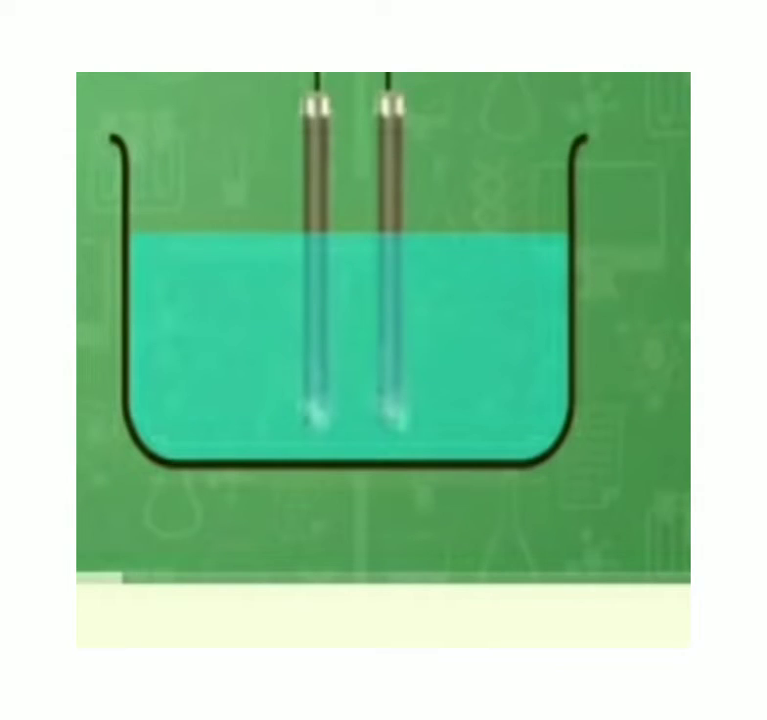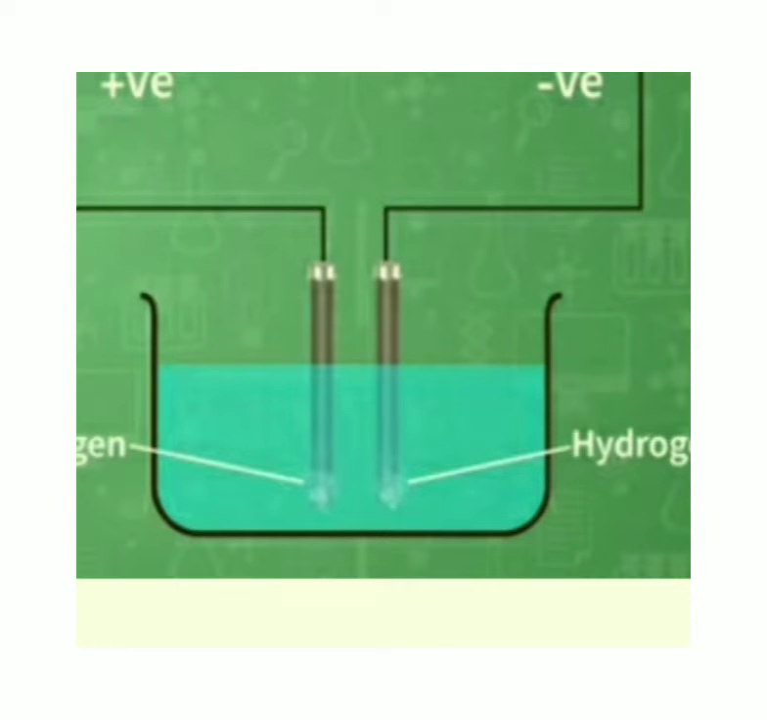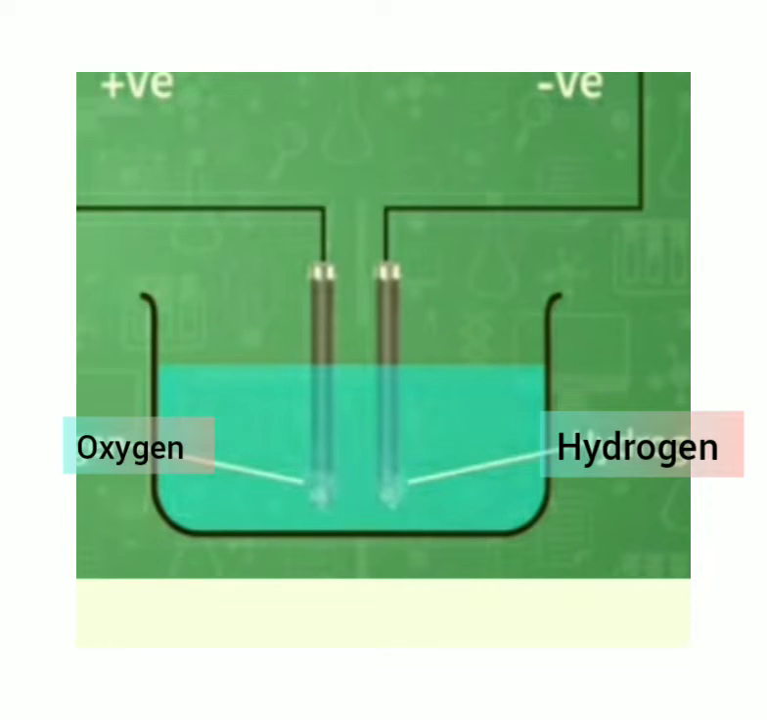We can see that bubbles of a gas formed on the electrodes. As you can see here, these bubbles indicate there is some gas evolving from the solution. Which gas has been evolved here? Through some experiments we found that the gases evolved are hydrogen and oxygen. So that means this water is converted into hydrogen and oxygen. That means water has undergone a chemical change.